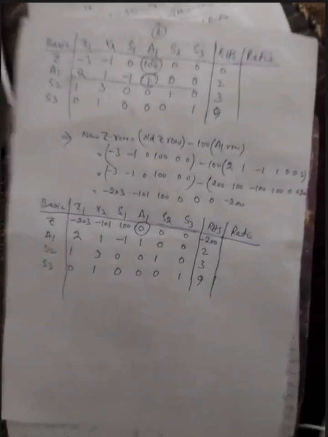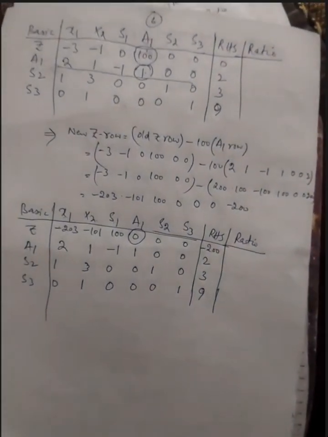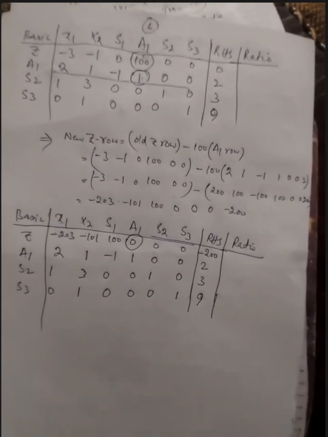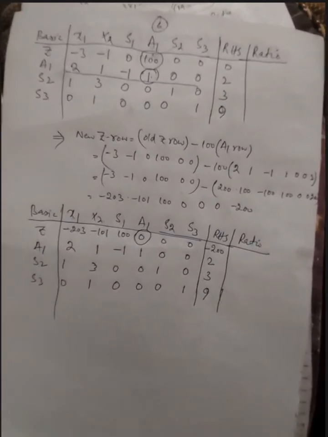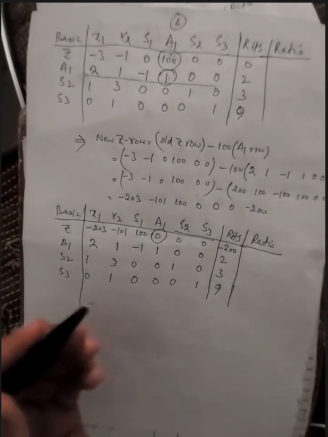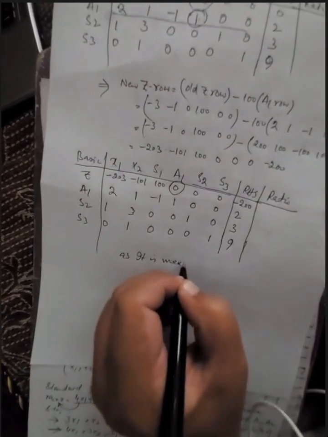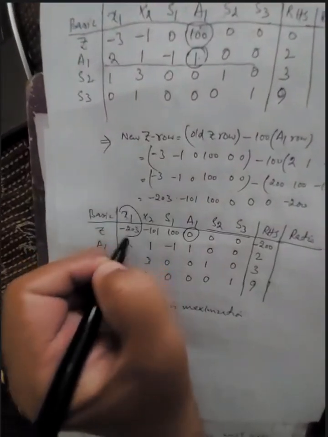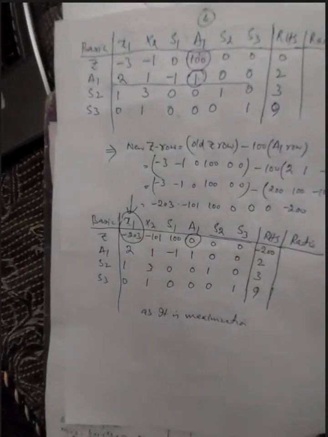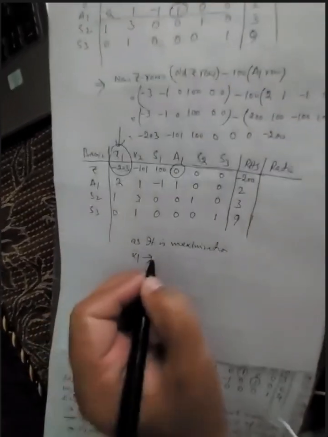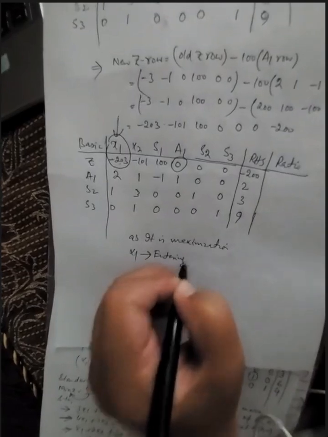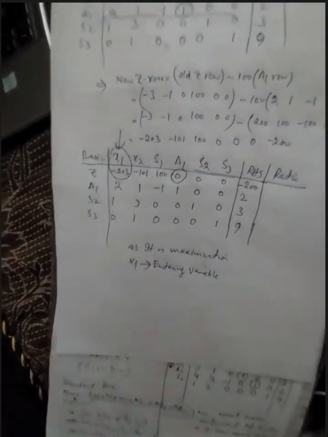Now, this is the standardized table, and now we can proceed to the simplex method. Now, as it is the maximization function, what we need to find is the most highest negative. The most highest negative over here is x1, which is minus 203. So x1 is the entering variable.